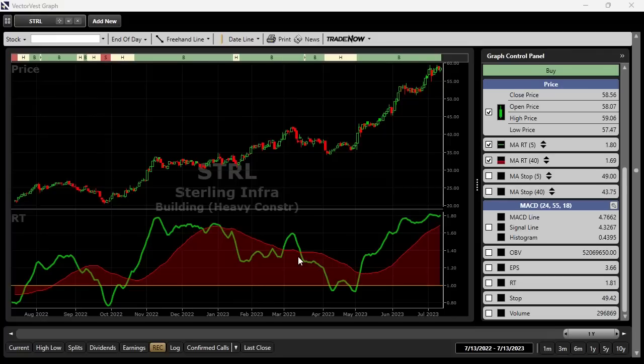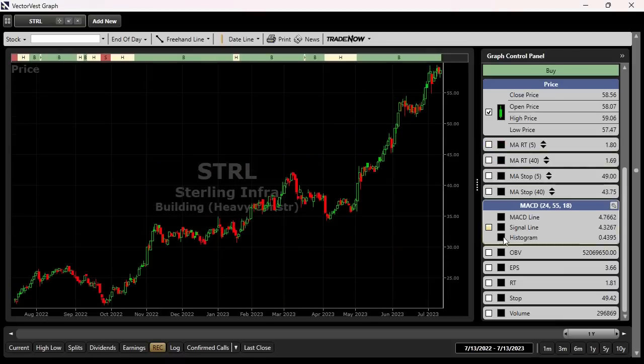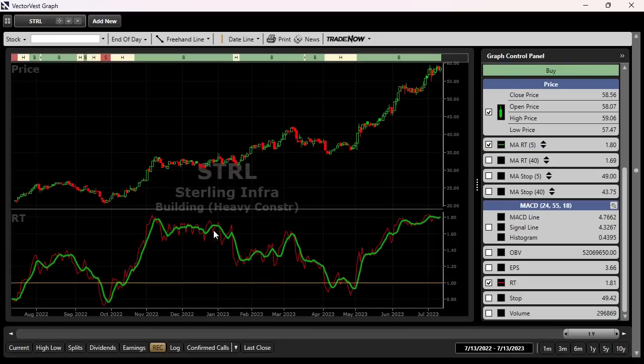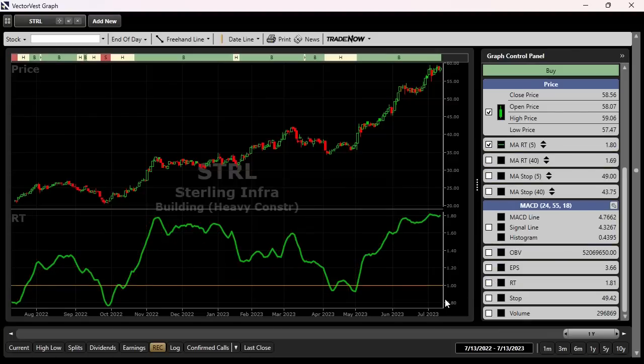Now, let's focus on the RT subgraph here. Remember how RT was all jagged? Let's take off the moving averages. I'll just put on RT. Remember how that was all jagged? The 5-day moving average of RT really smooths out that line and makes it much easier to read, particularly for those who aren't practiced at reading charts.